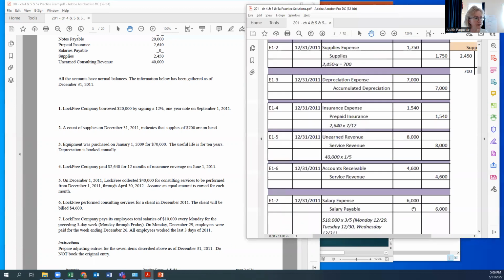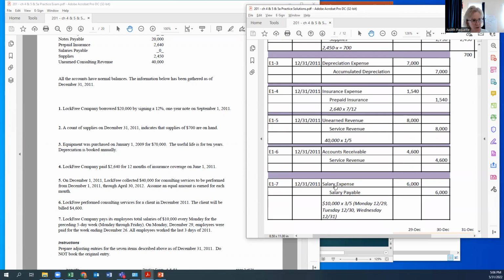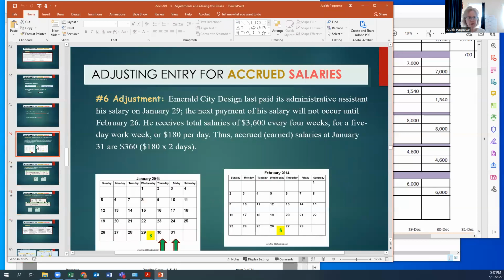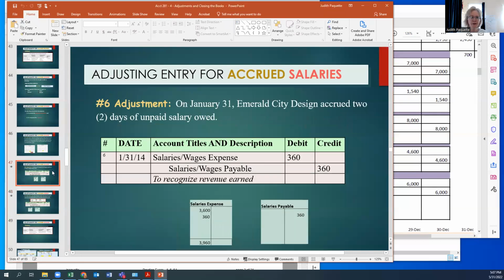And you can see it right here. It should say salary and wage expense, salary and wages payable. Okay. All right. And then the last one is interest. Any questions on salary? Let me back up. Do you guys have any questions on the salary journal entry?